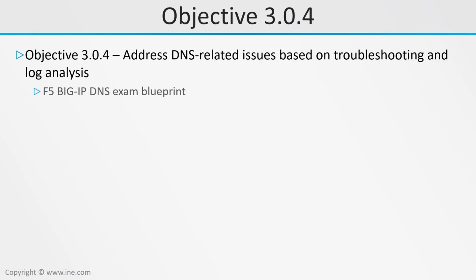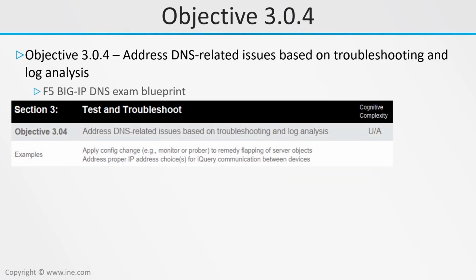Let's take a look at that blueprint. 3.04, address DNS related issues based on troubleshooting and log analysis. The examples included: apply a config change, monitor or prober, to remedy flapping of server objects, and then address proper IP address choices for iQuery communication between devices. Now, as I said, these really go hand in hand, so we'll address both of these in the coming slides.